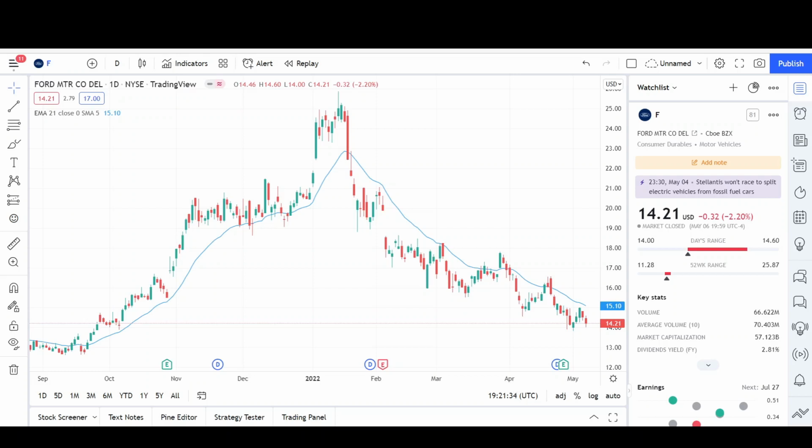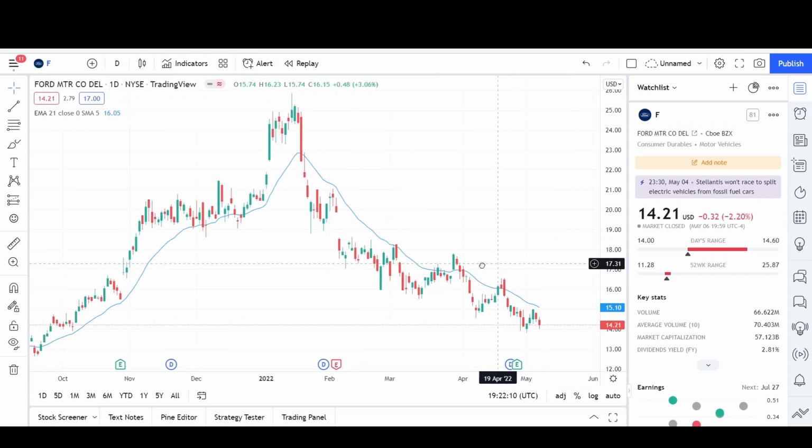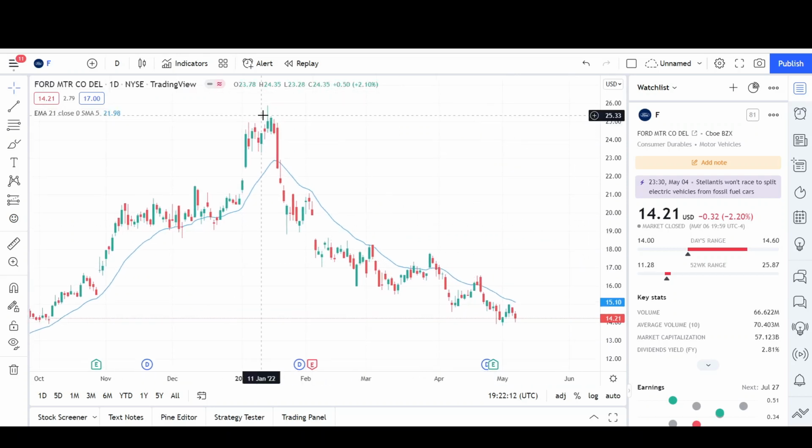My last Ford video, I had a target of $13 and we reached that back here on the May 2nd. And you can see that we reached the $13.82 or 79 cents level. So we're almost there to the lower $13 level and even the $12 level, which I think we can get to.